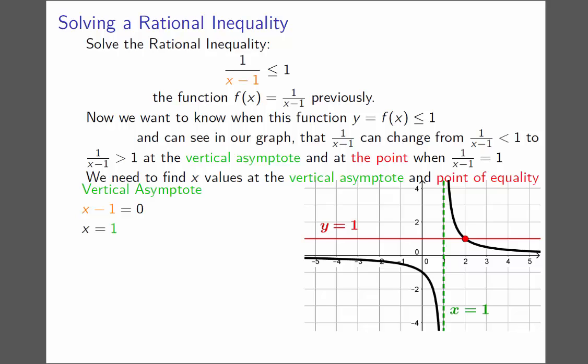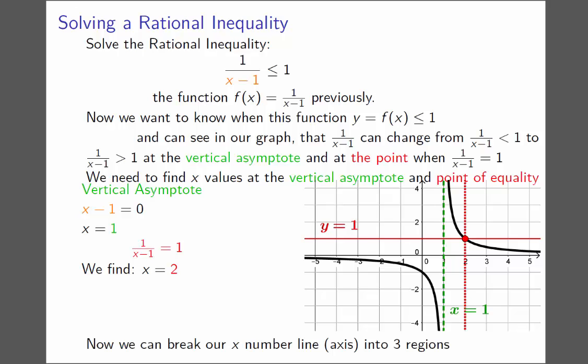And for finding the point of equality, we want to know when 1 over x minus 1 equals 1. If you'd like to see the steps of solving this done out, you can click the link to the left now. Solving the equation 1 over x minus 1 equals 1, we find the solution x equals 2.